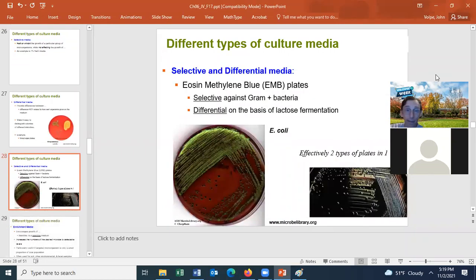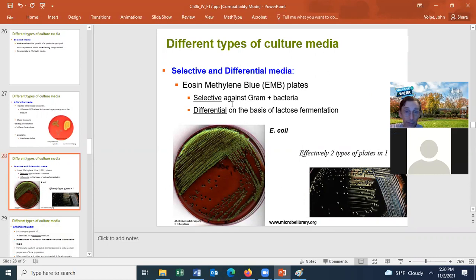Another type of media is selective and differential media. It is both selective and differential. EMB, or eosin methylene blue media, is both selective and differential. It's selective against gram-positive cells. They don't like eosin and methylene blue getting in their cell wall, and it prevents the bacteria from growing.